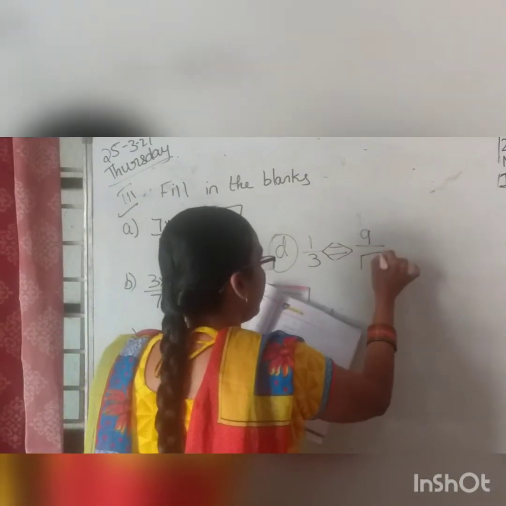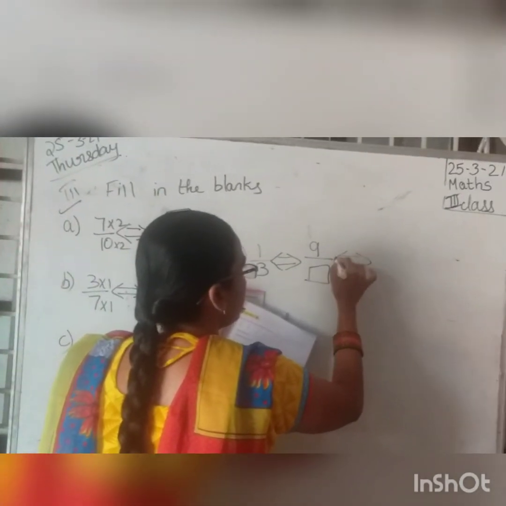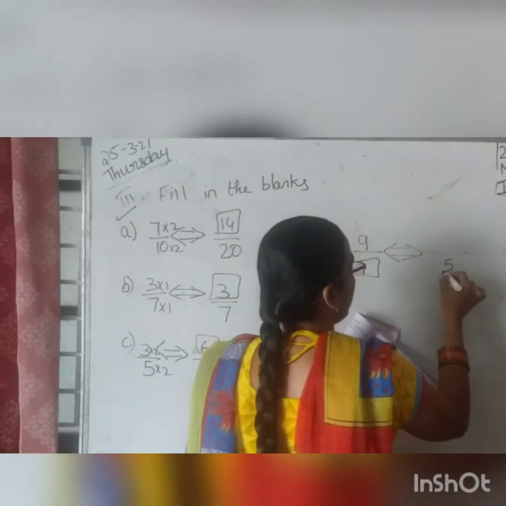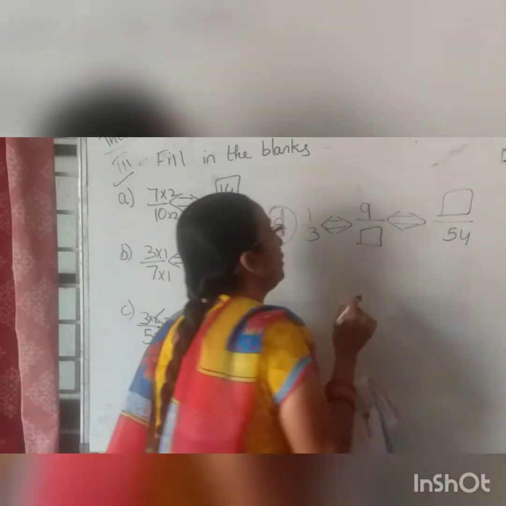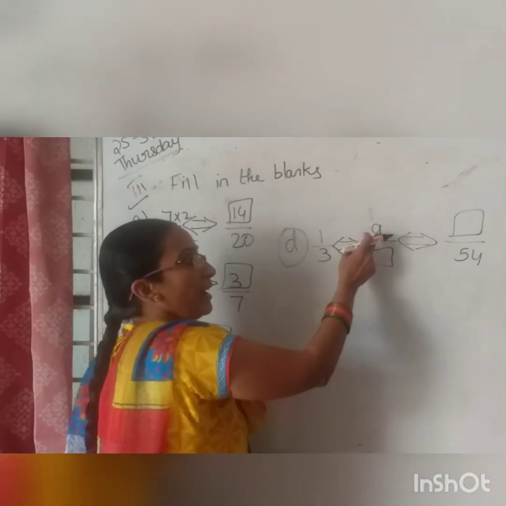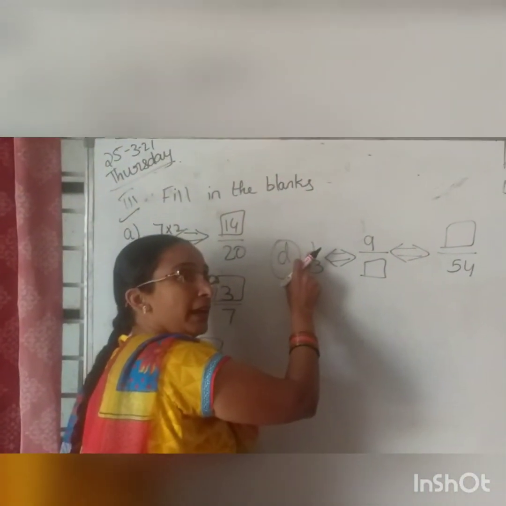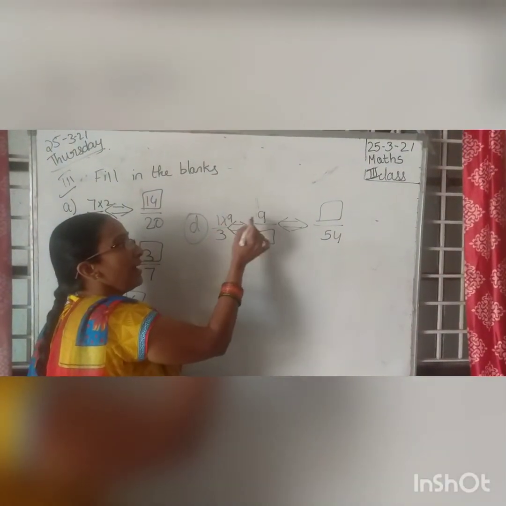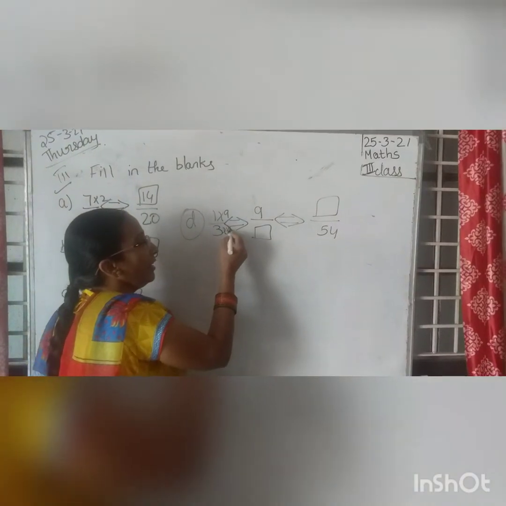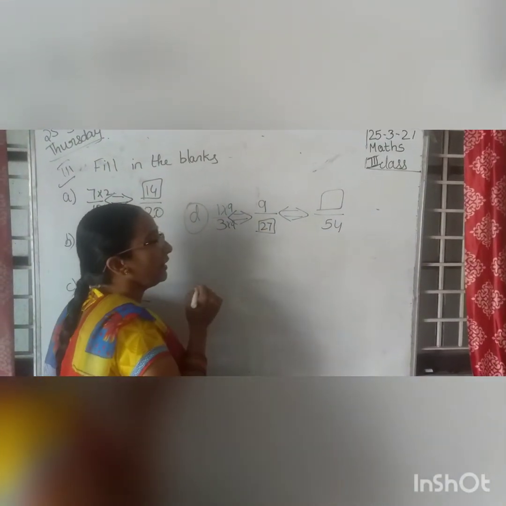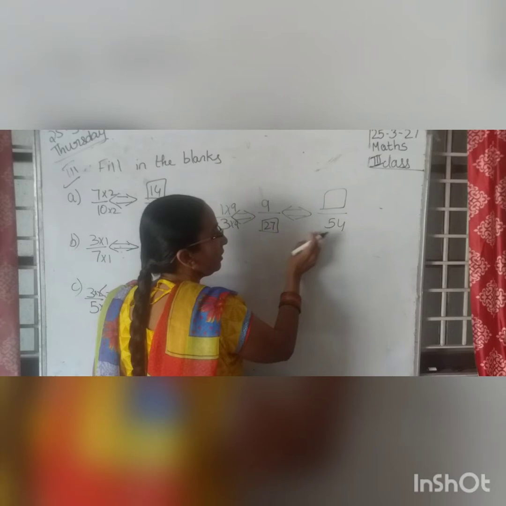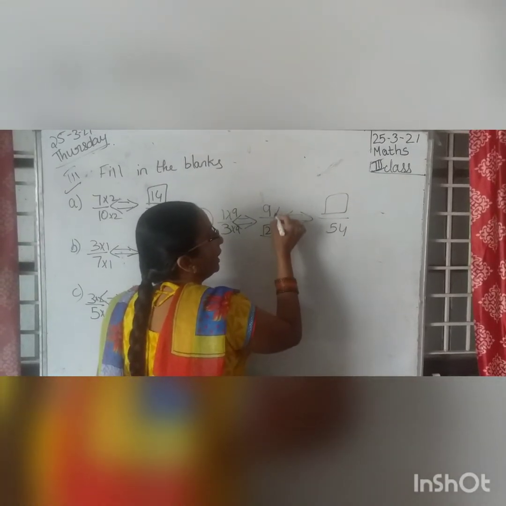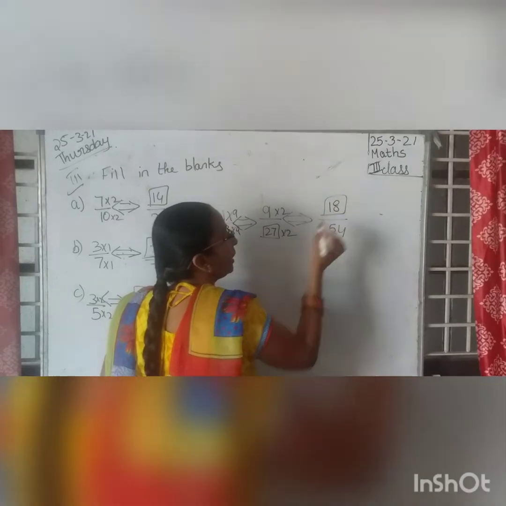9 by dash, dash by 54. Yes. You see, children, when does 9 come in the 1 table? 1 9s are 9. So 3 9s are 27. Here, yes, 27. 6 9s are 54. Come on, write this.